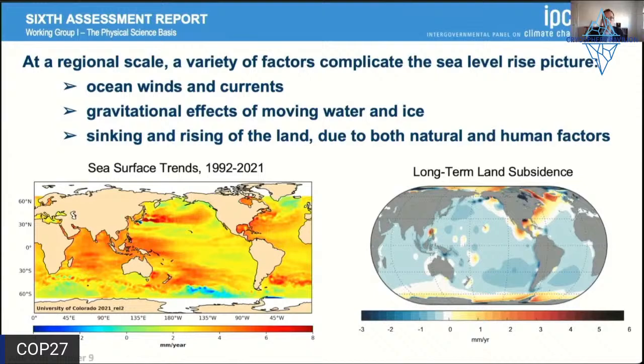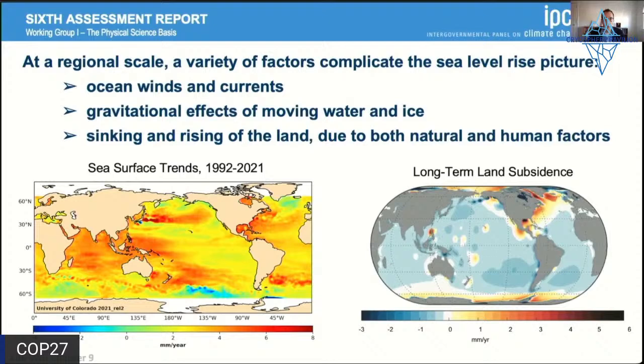A variety of factors complicate the sea level rise picture. This includes things like ocean winds and currents, which move water around, the gravitational effect of moving water and ice. So as we move these large masses of ice, say from the ice sheets into the ocean, that changes the Earth's gravitational field and tugs water around in different ways, changing sea level. And the sinking and rising of land, which can be due both to natural factors like plate tectonics or the ongoing response of the land to the end of the last ice age, like pumping groundwater or pumping hydrocarbons, or the loading of land under buildings.